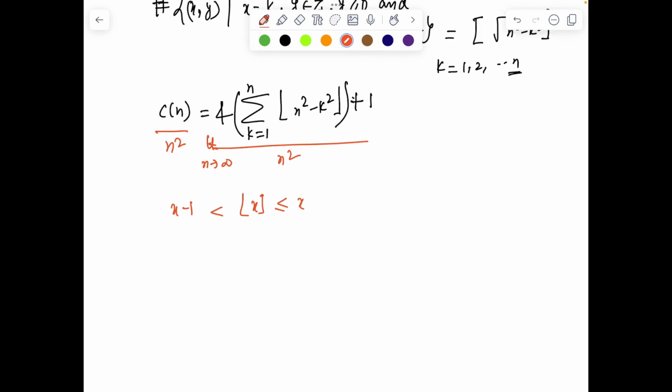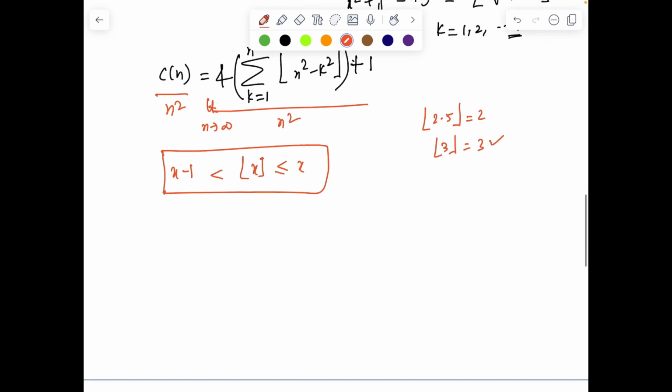In fact, here the inequality will be strict on the other side. This is because the greatest integer of 2.5 is going to be 2, and the greatest integer of 3 is 3. Right? So you know the basic definition. From there I can write that the greatest integer of n square minus k square will be less than or equal to n square minus k square, and that will be greater than n square minus k square minus 1.